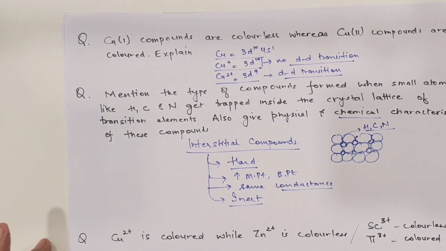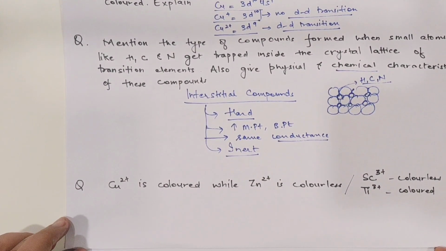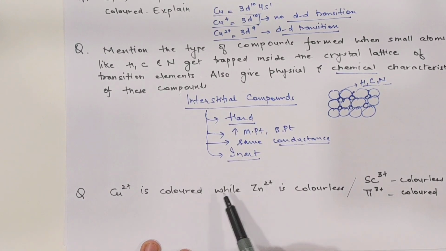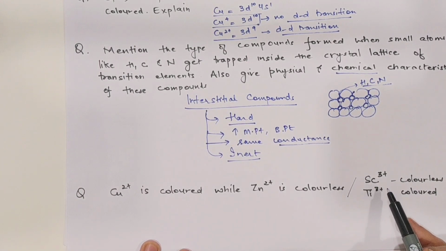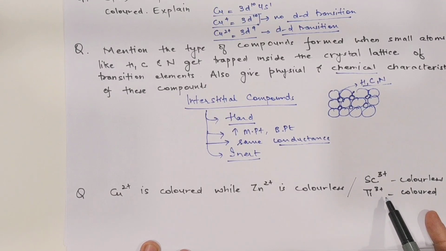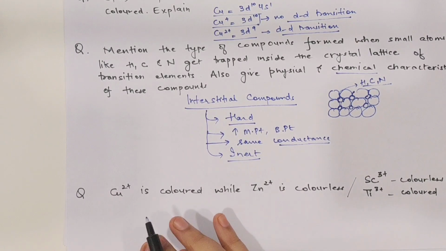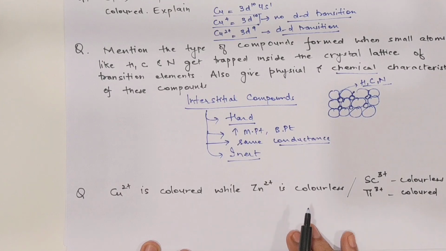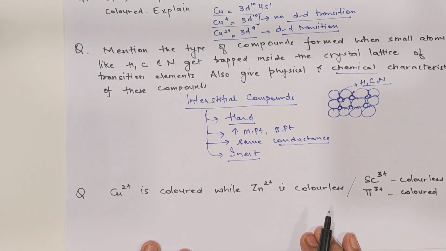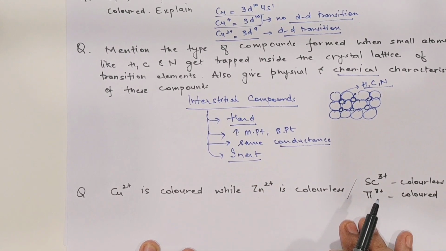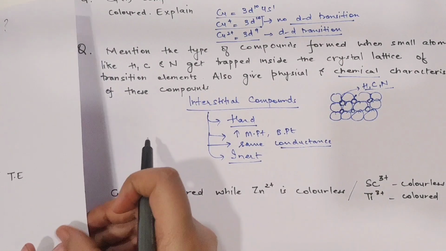Now, next question. Copper 2 is colored, zinc is colorless, scandium 3 plus is colorless, titanium 3 is colored. Again, this can be very easily solved with just writing the configuration and seeing whether the d orbital is incomplete. If it's incomplete, there's a possibility of d-d transition and therefore the compound would be colored. If not, it would be colorless. So I guess this is something that you can try on your own. I am now moving on to the next topic.